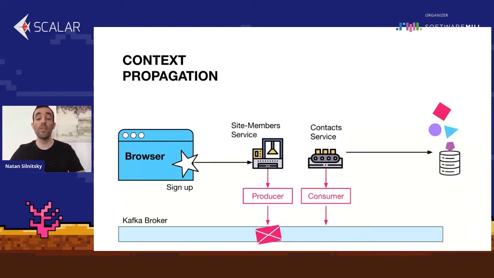Then we have other services that consume this message, like the contact service that manages all of the Wix site owner contacts. Through Greyhound, it will be able to automatically get all of this user request data and then persist it to a database if they want. But they get it out of the box.